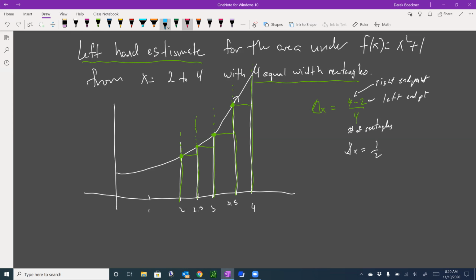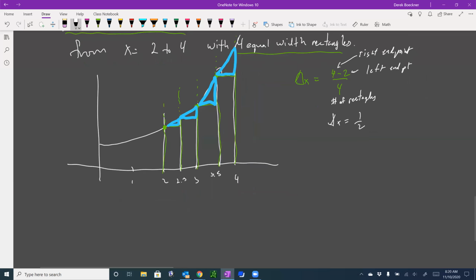So I'm underestimating the area under the curve, because the area under the curve that I'm not getting is that bit. I'm not getting that bit. I'm not getting that bit. But this is an estimate for the area under the curve. It's just an underestimate for the area. So let's add this stuff up.